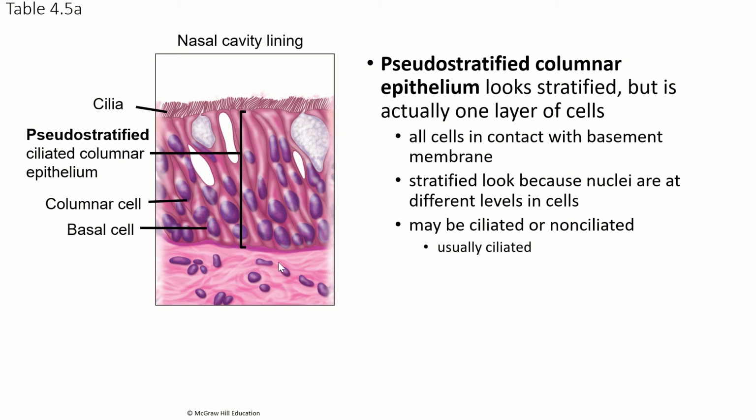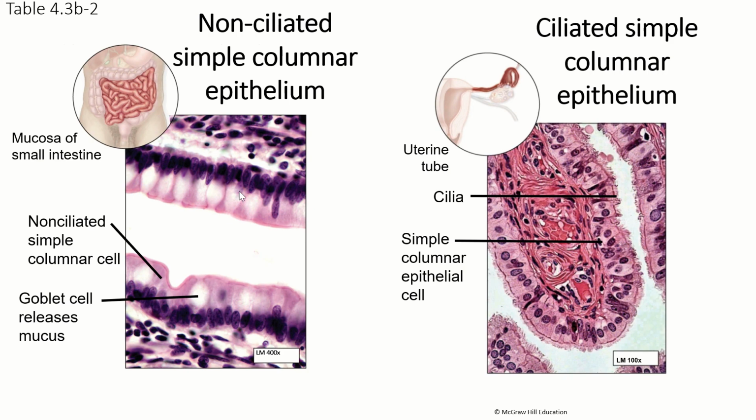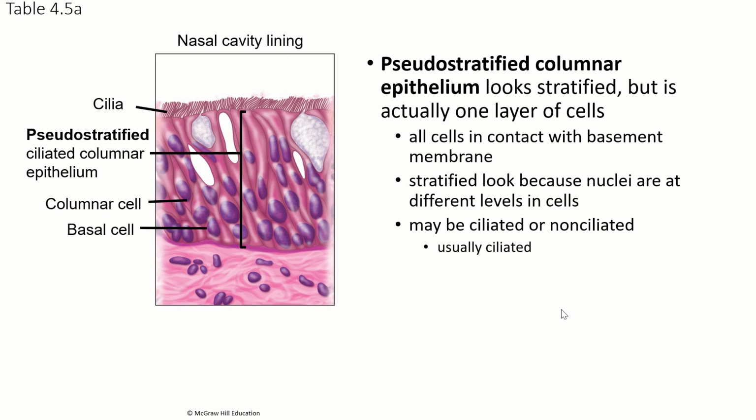Now, in this diagram, you can see, like for example here, there's one cell that goes all the way up to here, okay? But sometimes it can be really hard to see. So one of the things you look for is cilia. If it's ciliated, it's either simple or pseudo-stratified columnar epithelium. If it doesn't look obviously simple, then just say it's pseudo-stratified, okay?